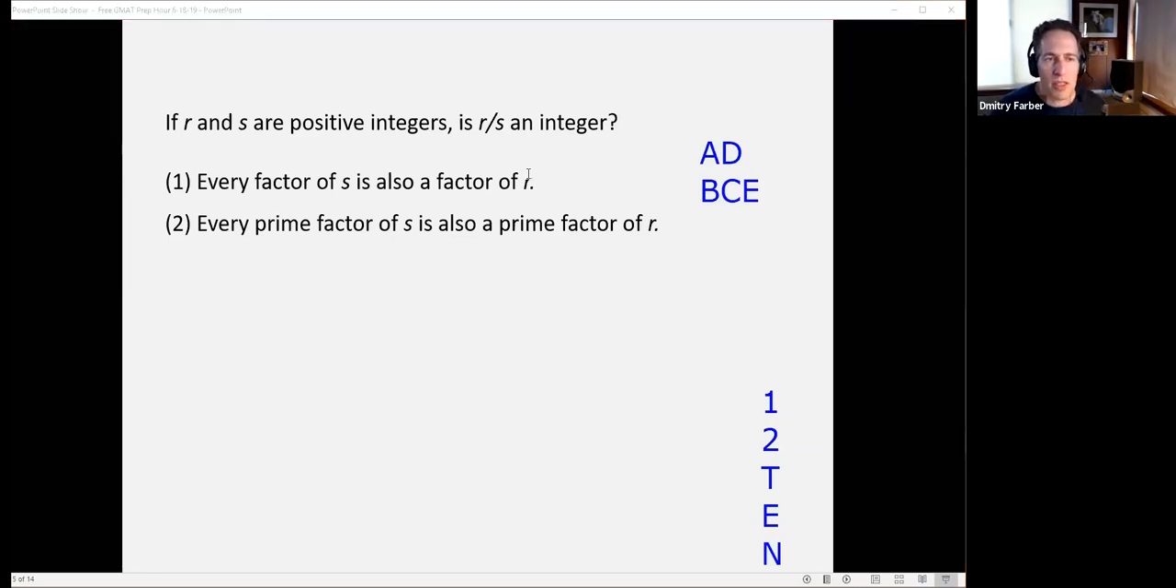So let me ask first, when they ask if R over S is an integer, when would that be true? And when wouldn't that be true? In other words, what are they really asking when they ask if R over S is an integer?